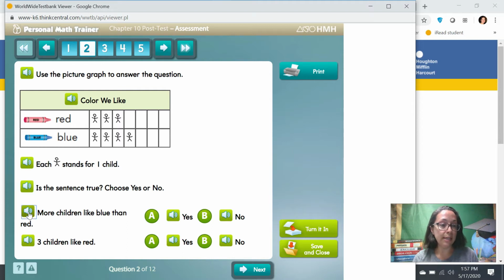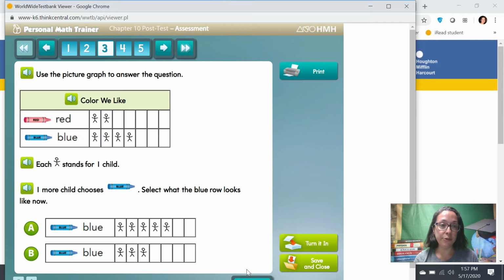So the first one says, More children like blue than red. A más niños le gustan azul que rojo. Sí o no. And then this one, la otra. 3 children like red. 3 niños le gustan rojo. Yes or no. All right, that is pretty easy, right? Straightforward. Okay, so again, we're going to use the picture graph. Vamos a usar la gráfica otra vez.